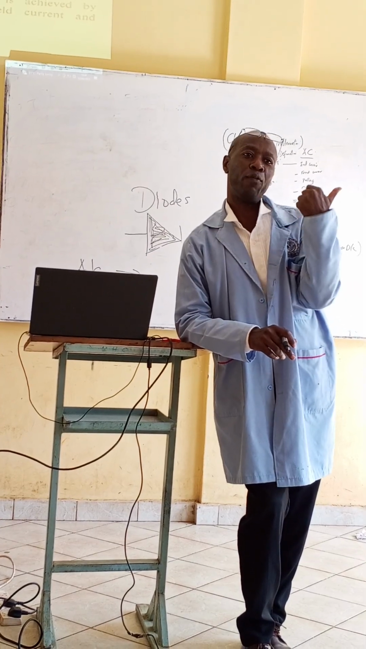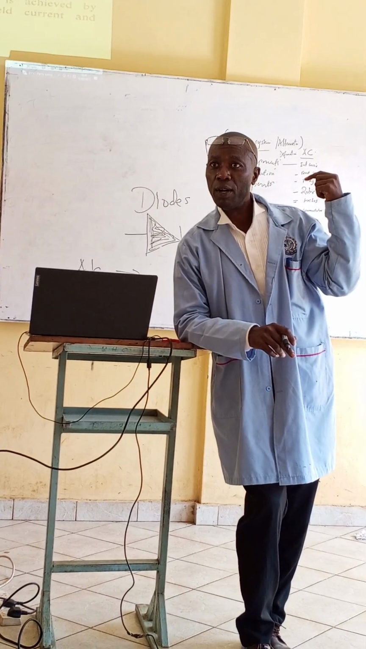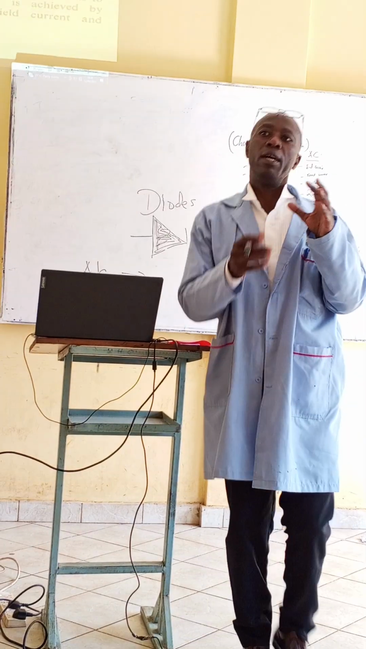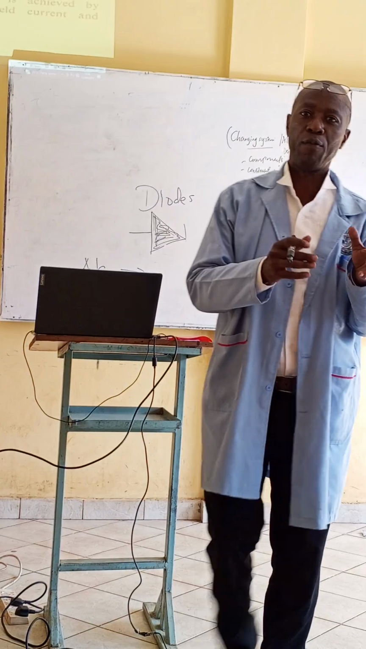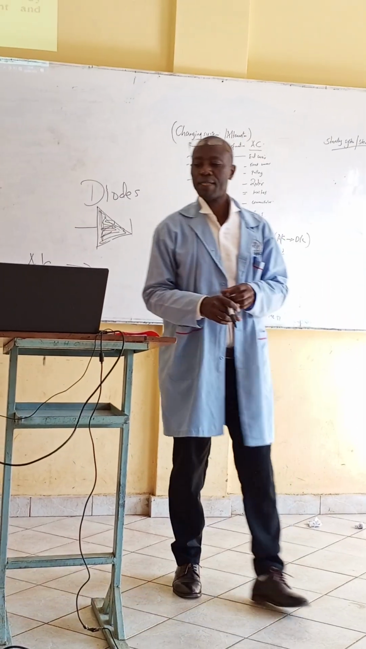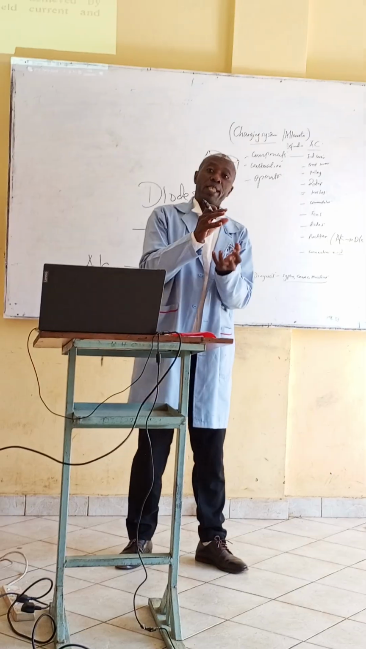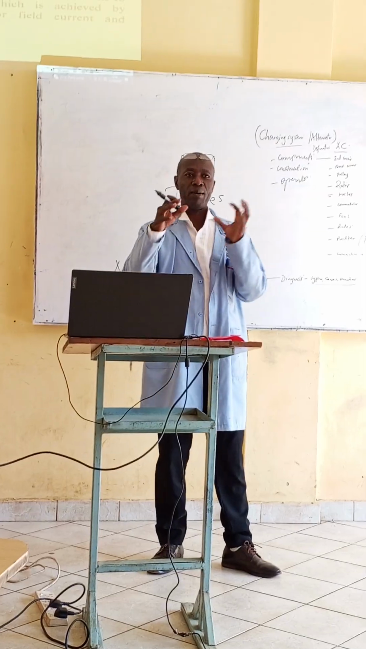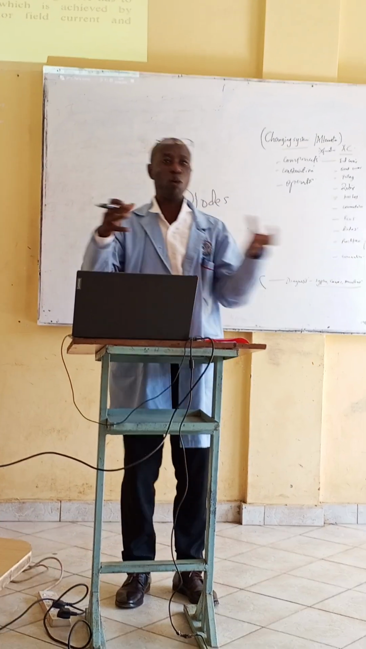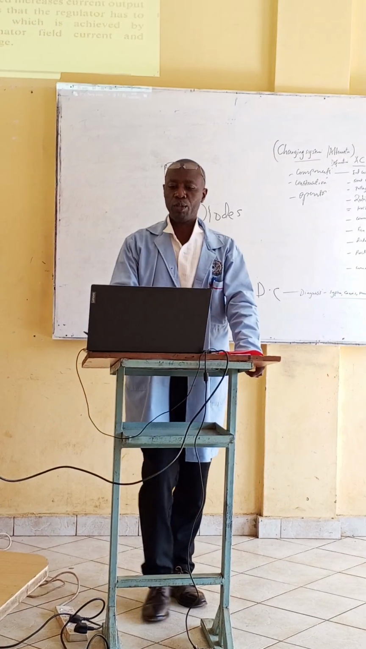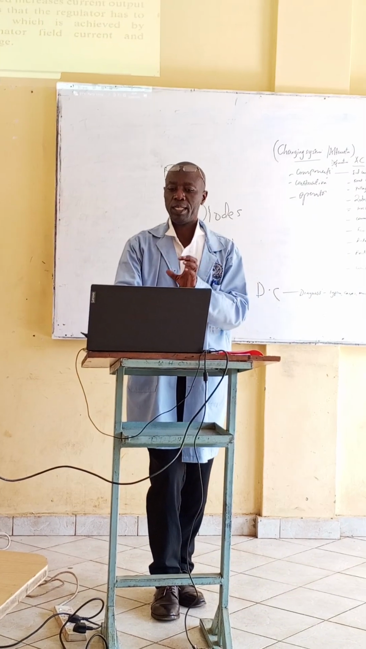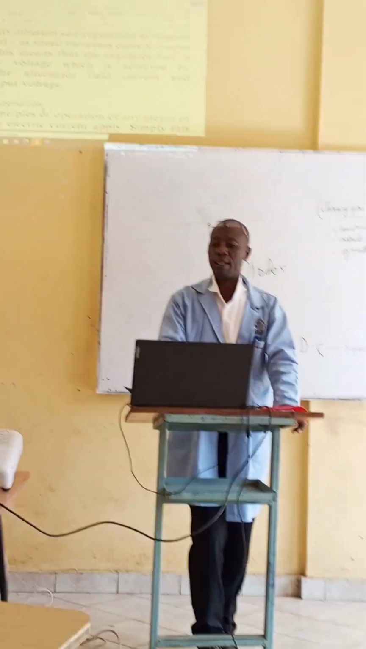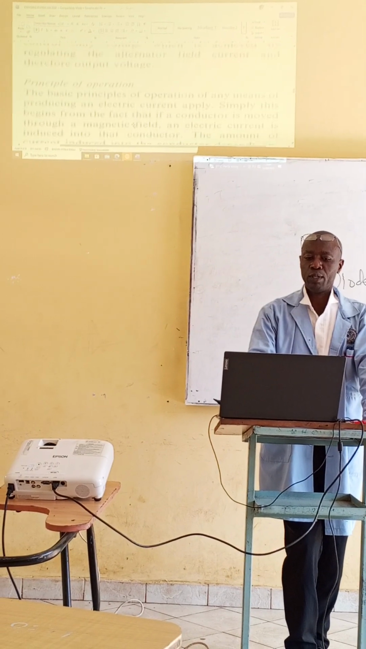But in the old type of alternators, the regulator was separate from the rectifier, so you find there's another unit outside the alternator. Nowadays, they are enclosed inside. So this means that the regulator has to control only the voltage, which is achieved by regulating the alternator field current and therefore the output voltage.